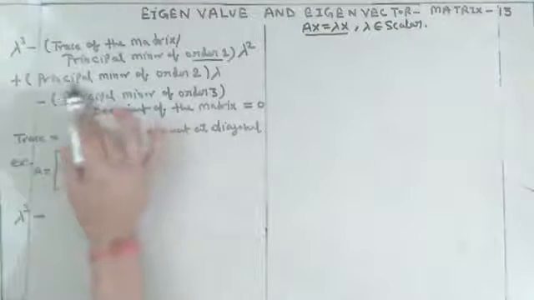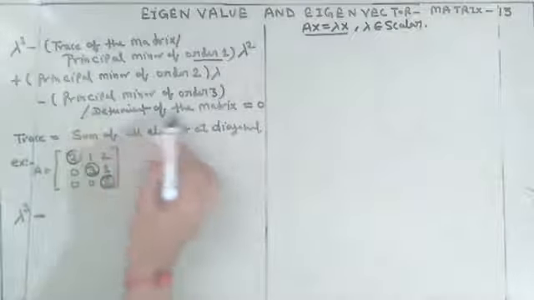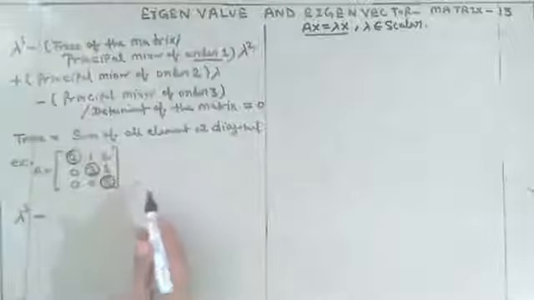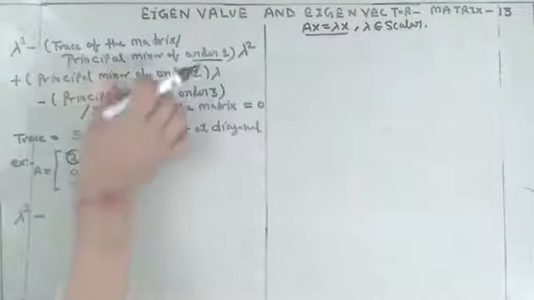Then I will explain principal minor of order 2 and principal minor of order 3, or the determinant of the matrix equal to 0. That is the basic formula to find the eigenvalues. So we have taken this example, and with this example I will explain.